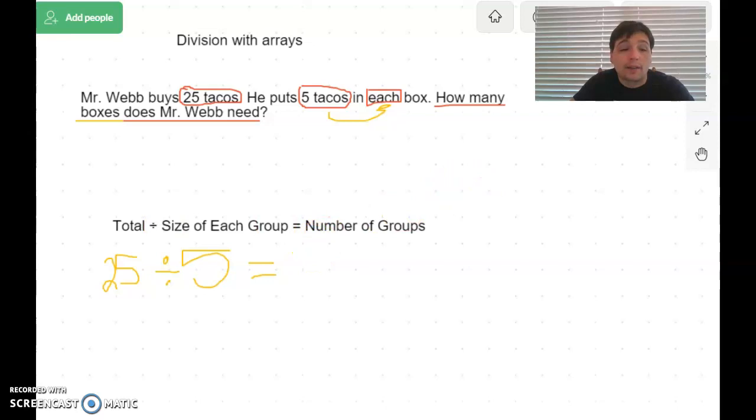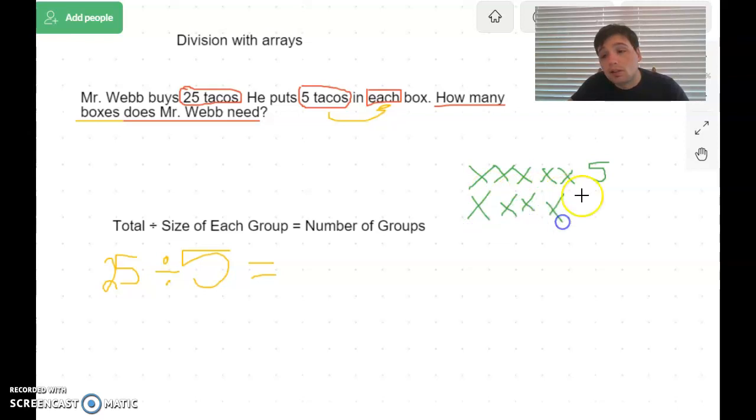So I can draw an array. I'll make a simple little one. I know I have 5 in each group. So let's just start. Here's one group. That's one group. That's one box of tacos. It has 5. Let's get another box. It has 5 tacos in it. Now I can count 6, 7, 8, 9, 10. I'm going all the way until I reach 25.